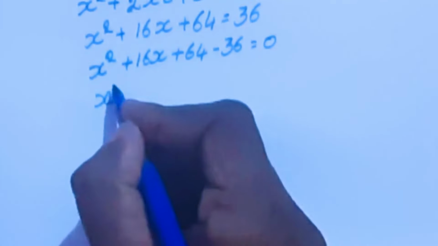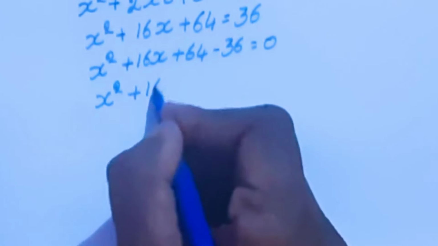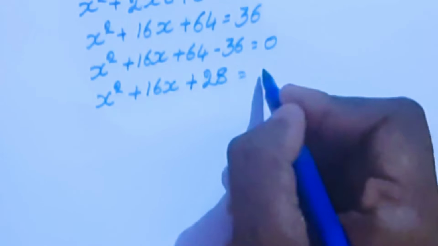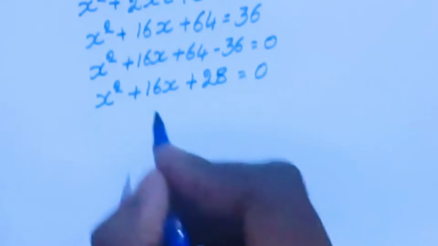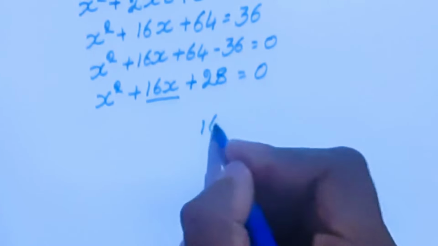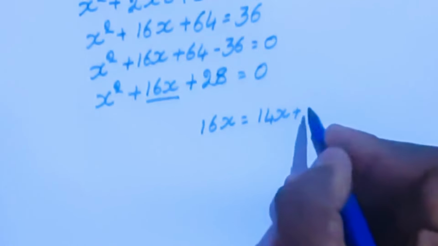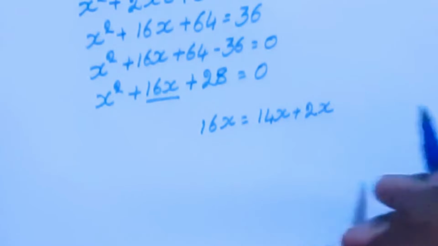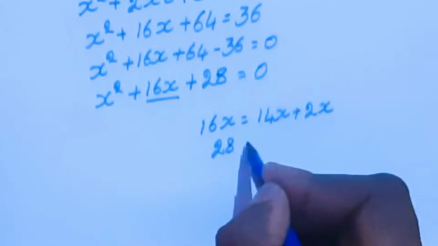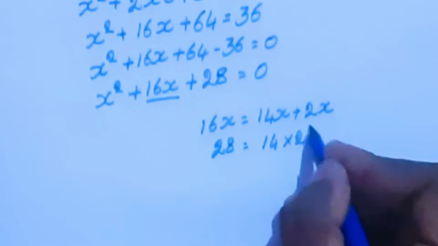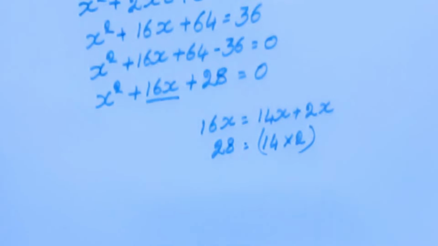Now x^2 + 16x + 28 = 0. Now this 16x can be written as 14x plus 2x. In the same way, 28 can be written as 14 times 2. So we are going to apply this for the 16x and the 28.